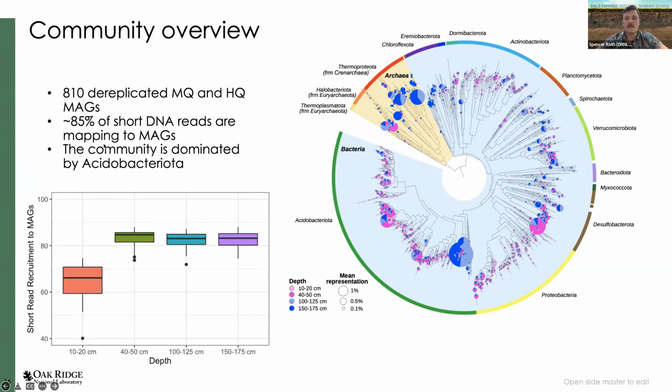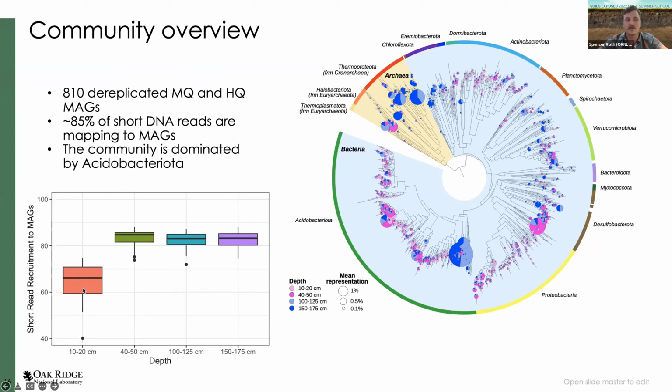About 85% of our short DNA reads are mapping to this MAG data set, and that's shown in this box plot here. So you can see at the 3 deeper depths, we have this fairly high mapping of the short reads. And what that means is that our MAG data set is really capturing a large portion of the diversity that we find in these peat metagenomes. You can see that at the near surface depth, 10 to 20 centimeters, we have a lower percentage of those short reads that map to our MAG data set.